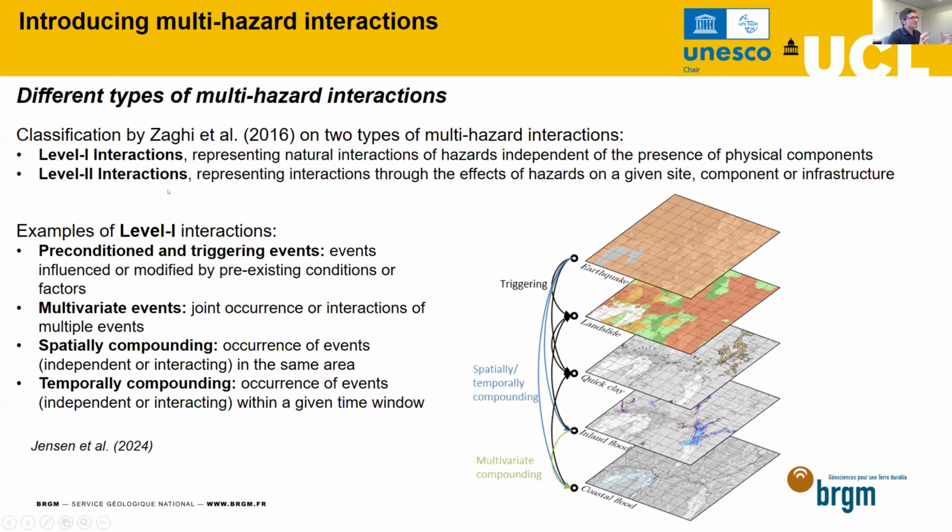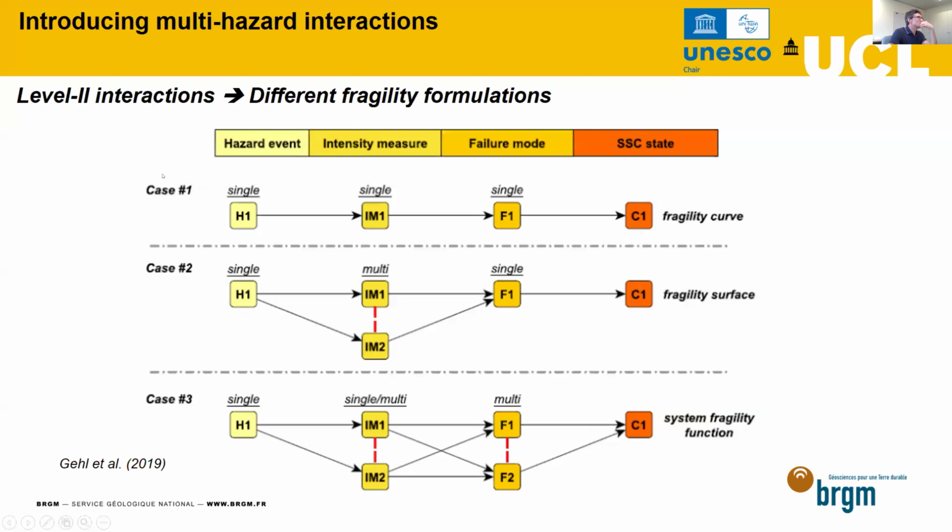And here, in this session, I think we are really focusing on level 2 interaction, the effect of different hazards, but always through the perspective of a structural system. So we are not really investigating if the hazards were dependent, correlated, or independent. We are just focusing on the effect that they may have, combined or not, on a given structure. And in terms of level 2 interactions, you can have a different fragility formulation.